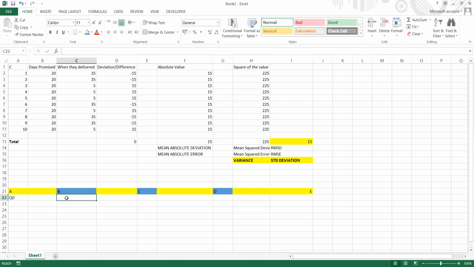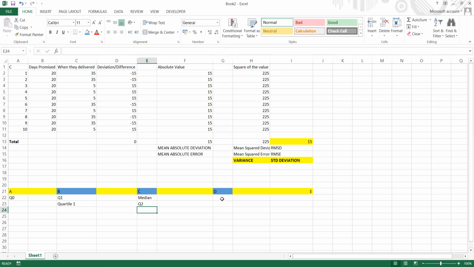Then this is your Q1, quartile one. Quartile one means the value that divides the data set into 25 and 75%. 25% on the left, 75% on the right. This is your median, or your quartile two, Q2. Quartile two is the same as the median, and it divides the data set into 50% on the left and 50% on the right.